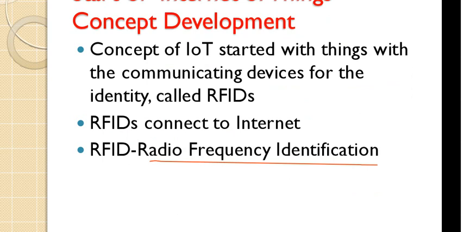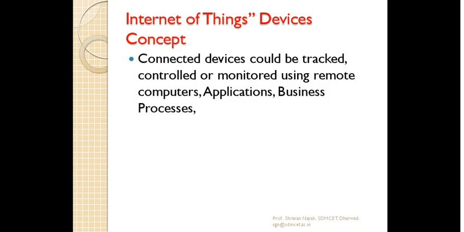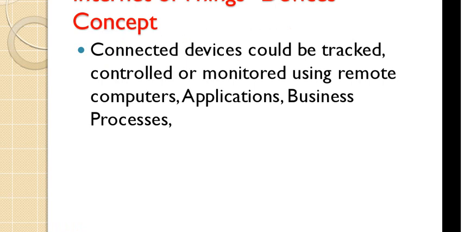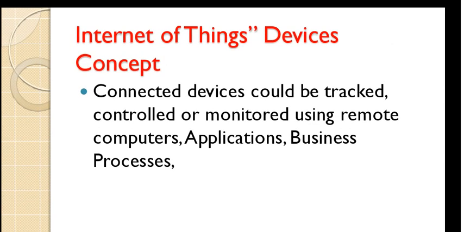The very concept of IoT started with the things with the communicating devices for the identity called RFID. This is where the very concept of the Internet of Things started. So these RFIDs can directly be connected to the internet, and afterwards, right? So there are so many other things, right? The connected devices could be tracked, controlled, monitored using remote computers, applications, business processes. So now what do you mean by this? Here if you look at this definition, now for example, all of you must be aware of transacting with your Amazon and all. You must have ordered one or the other things, right? So you keep receiving messages by the time you put an order, right? It is dispatched. You can track the orders, where exactly it is, right? So this is one application of your Internet of Things, right?